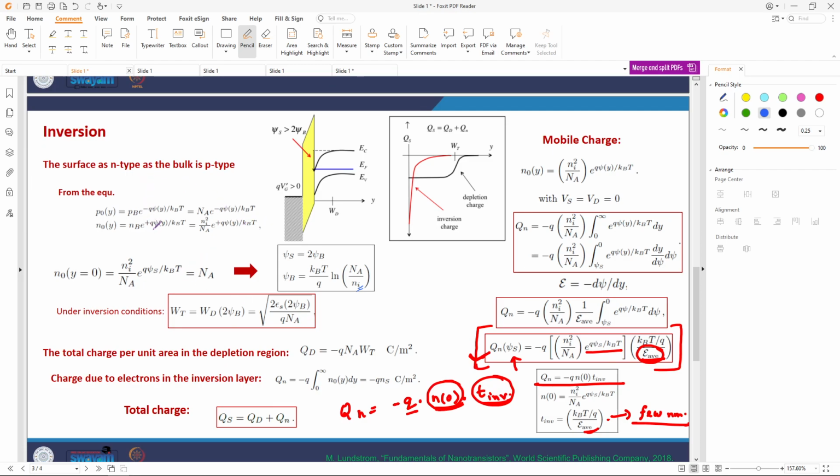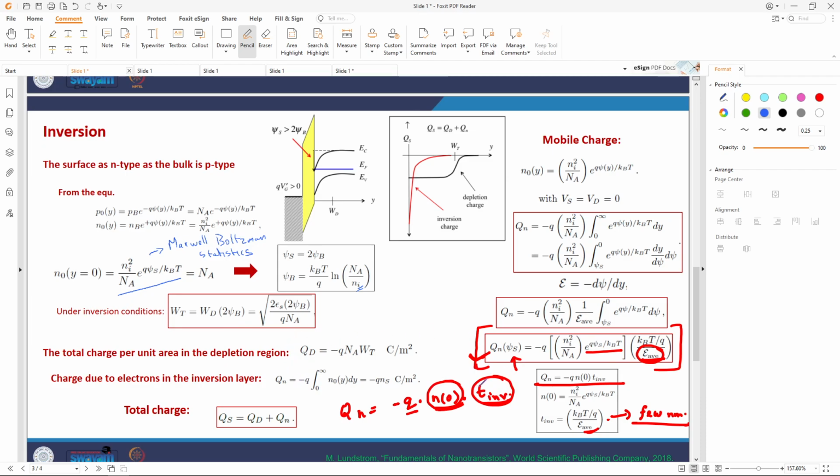And what else? This equation essentially comes from Maxwell-Boltzmann statistics. n naught is equal to n is equal to some n naught times e to the power delta e by kbt. So this comes from that.